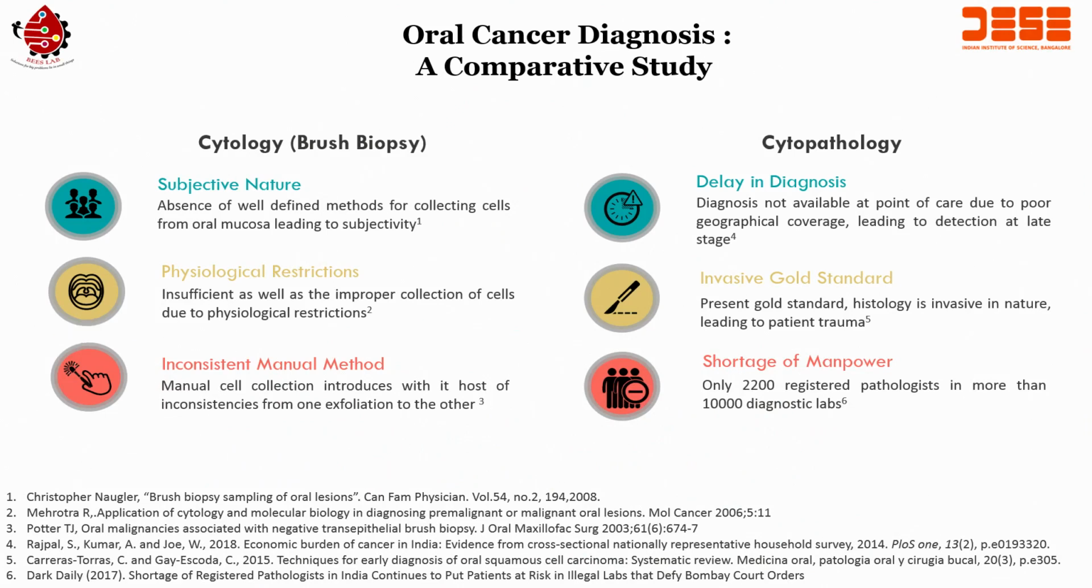Like I said, only 2200 registered pathologists for more than 1000 diagnostic labs. You see that this is a shortage of manpower. Now, when we talk about the population of our country and similar countries where there is a huge population and we do not have that many oncopathologists, same way we have fewer clinicians. So, there is a need to develop an electronic system or a medical system that can be placed in a primary healthcare center and can help the oncopathologist or do the screening at a faster rate.